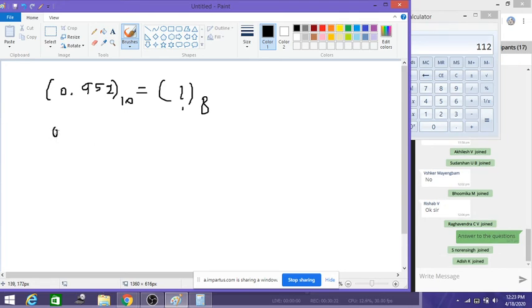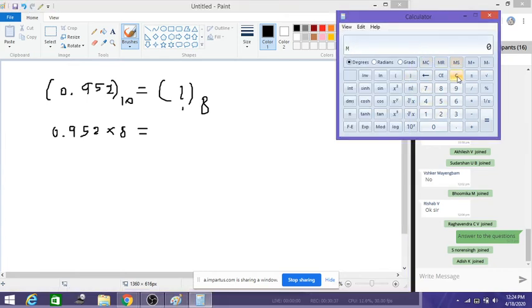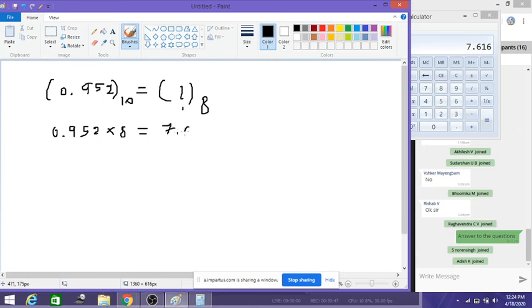So then we will get 0.952 into 8. So what do we get here? Just use a calculator and calculate it. 0.952 into 8, we'll get 7.616. As I told, anything which is left of the decimal point, we have to omit it. We write it down separately and just take the numbers on the right of the decimal point.